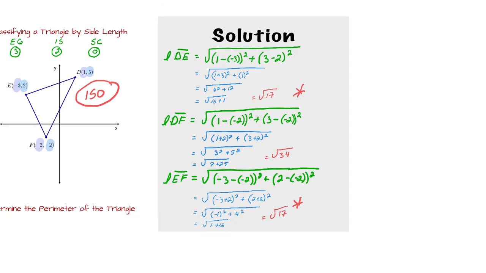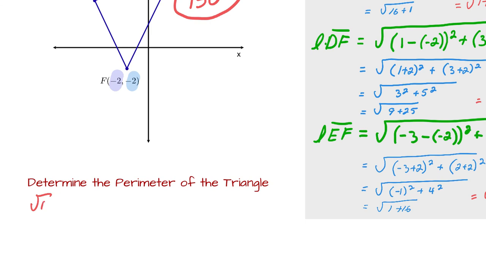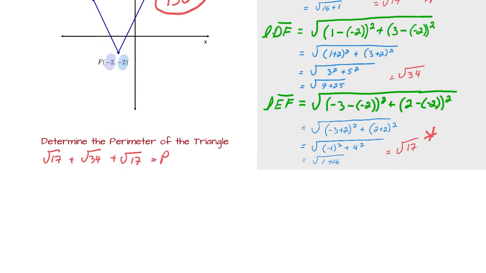The second part of this question is to determine the perimeter of the triangle. And here we've got the square root of 17 plus the square root of 34 plus the square root of 17 equals the perimeter. So I've just taken those values from our calculations. And when you add all of those up, you are going to get 14.1. And that's an approximation.